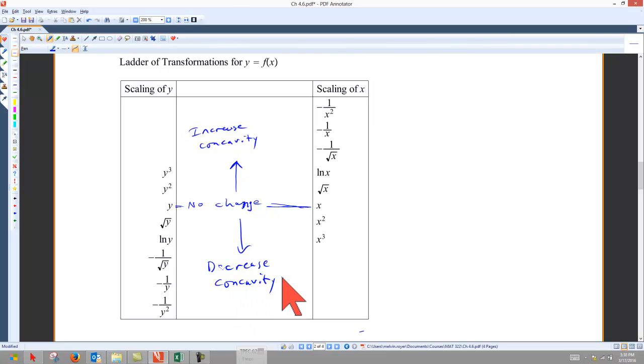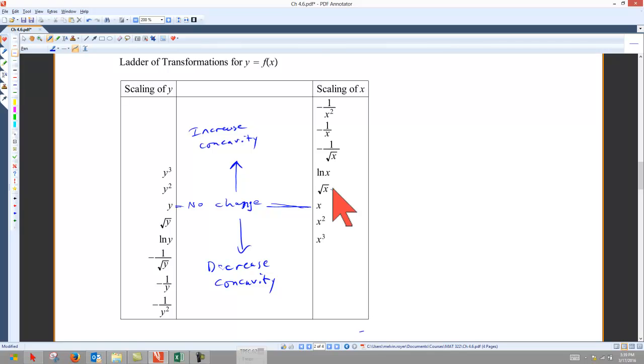And then, because these various alternatives to the functions grow at different rates, if I go here, for example, the concavity will be increased. Y equals square root of x increases the concavity a little bit. Log of x would increase the concavity more. Negative 1 over square root of x even more, and so on.